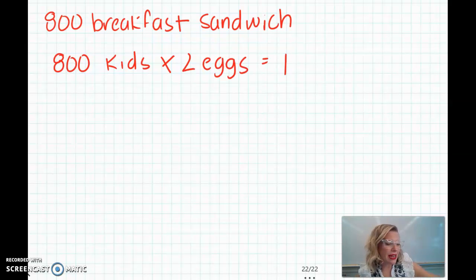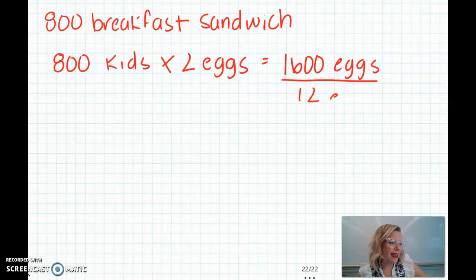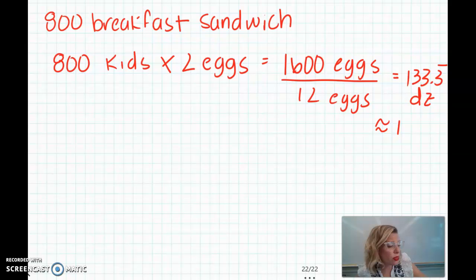Okay, that's going to mean I need 1,600 eggs. And each dozen has 12 eggs. And therefore, I would require 133.3 repeating dozen, which again, of course, would round to 134 because we can't buy 1/3 of dozens. So that mathematically was very easy to solve.